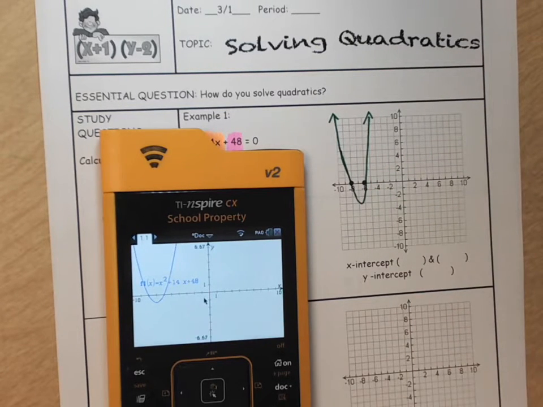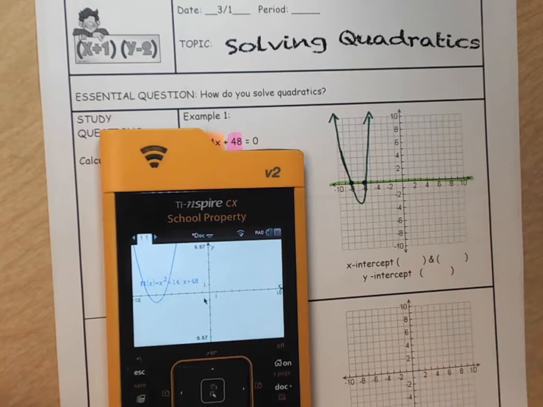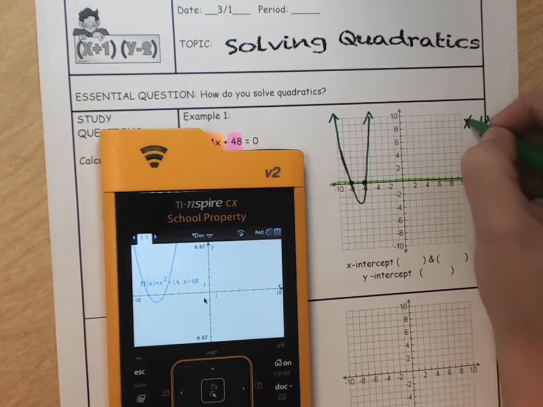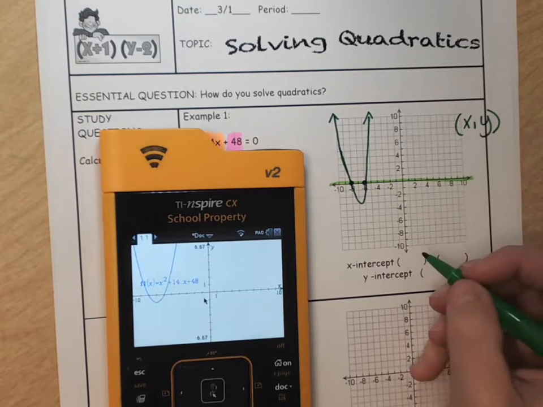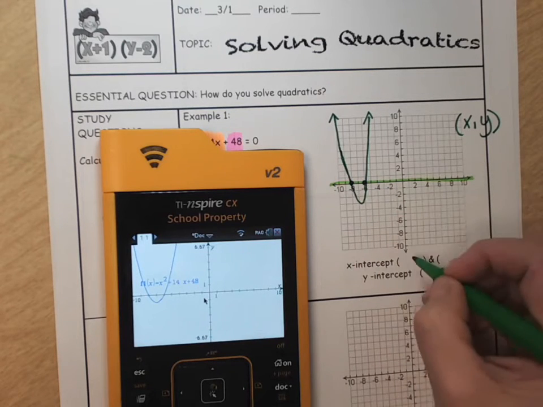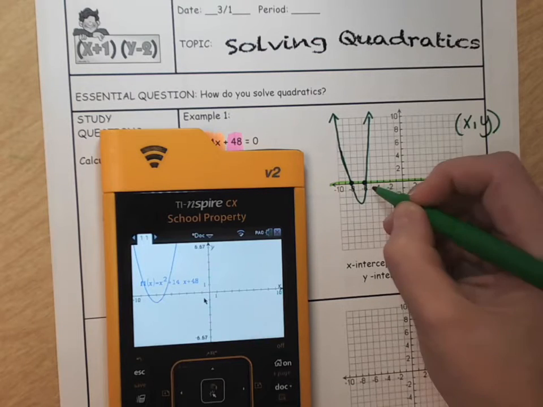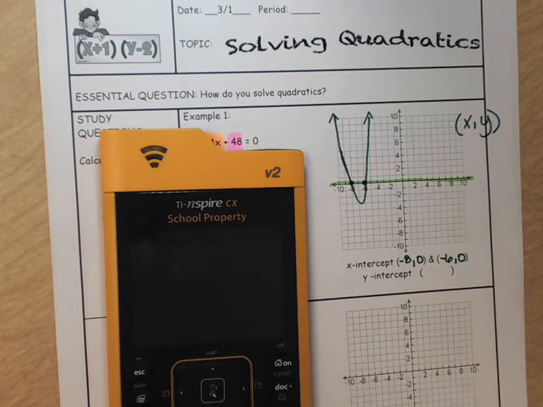These two places here where it touches, that is my solutions. It is also the x-intercept. Remember sexy, x, comma, y. The x-intercept, the number there has to go in that spot. So if our first one is -8, we're going to have -8, 0. And our other one is -6, we're going to have -6, 0.